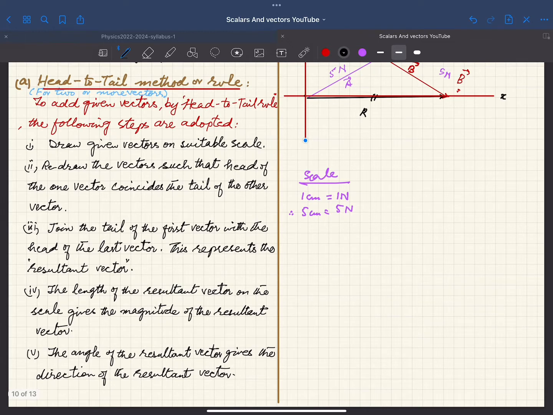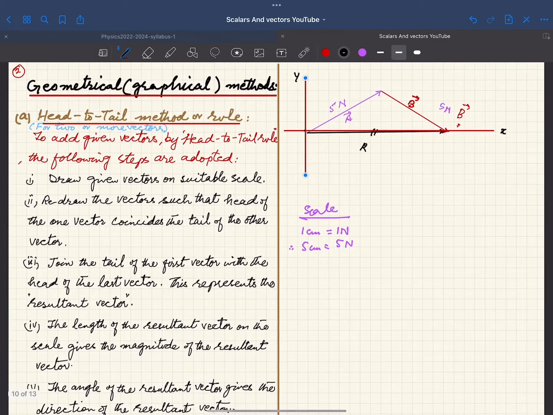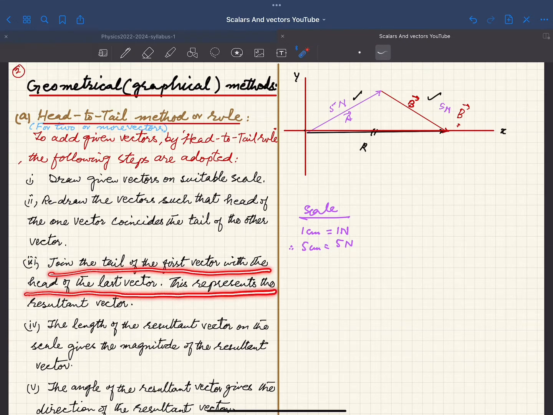Draw given vectors on a suitable scale. So you have drawn the vectors A and B. Then redraw the vectors such that the head of one vector coincides with the tail of the other vector. So this is the second point which you did here. The third point is to join the tail of the first vector with the head of the last vector, and this represents the resultant vector. So this is the resultant vector as I just mentioned here.